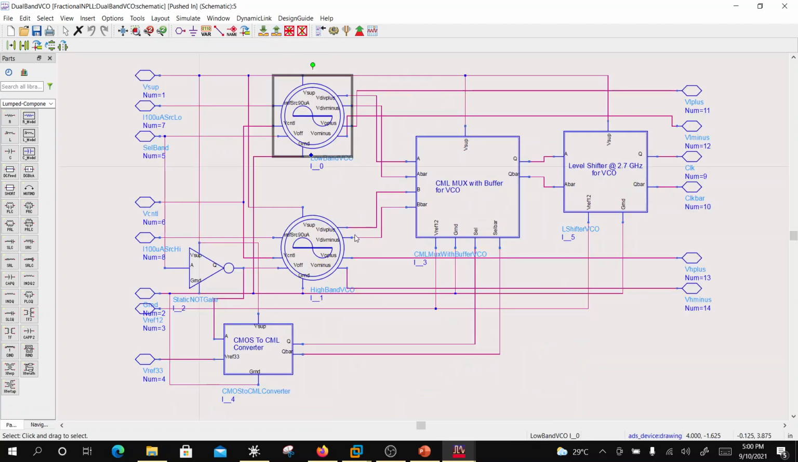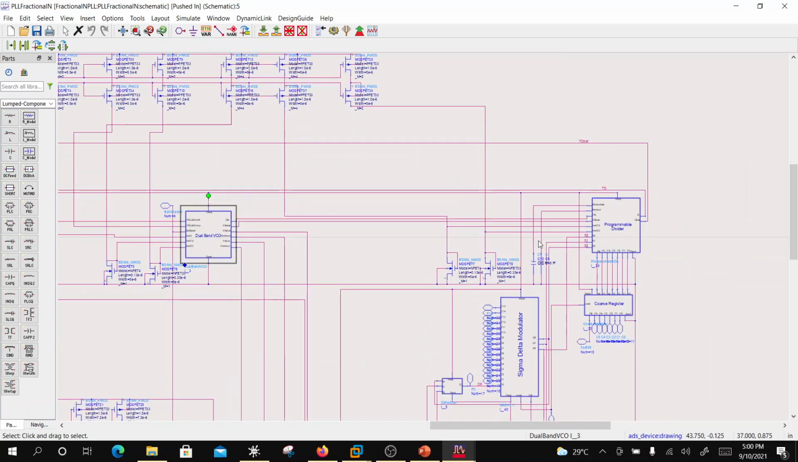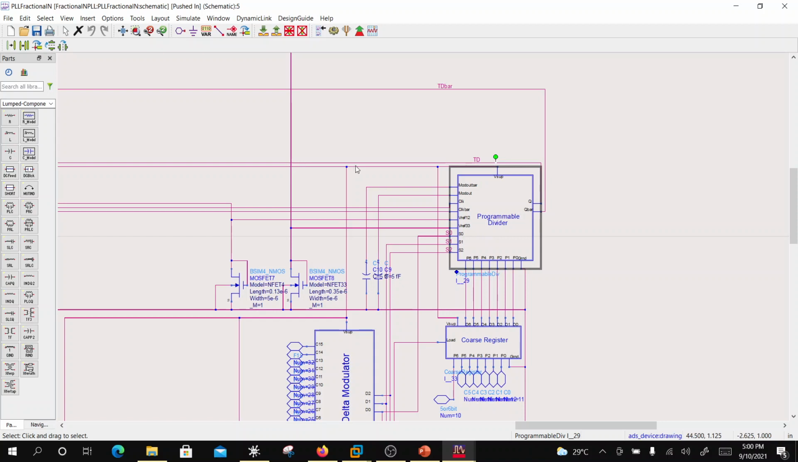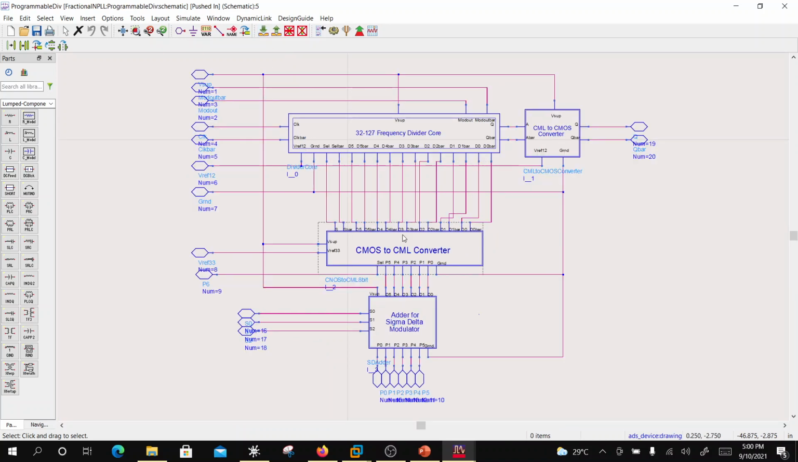So the same is there at the higher band side also, and then there is a multiplexer here, and then there is an output. So the output from a dual band goes to what is called a prescaler or a programmable divider. Okay, so in this case this is a 32 to 127 divider, and I'll show you how to do these dividers later on. Okay, so these are nothing but 2 by 3 cells which are cascaded, and in the analog playlist you can see the design of this 5-bit or 6-bit frequency divider.